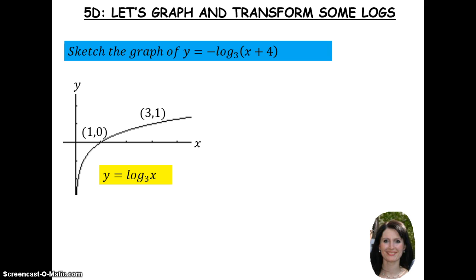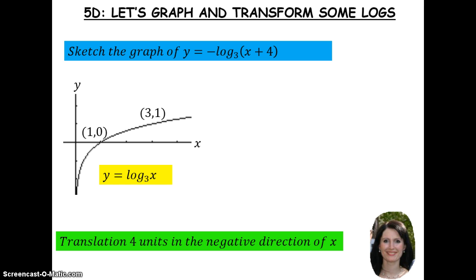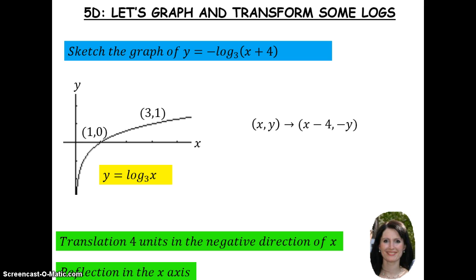Let's try this one. y equals negative log 3, x plus 4. So here's the basic graph of y equals log 3x. So again, I've got the point 1, 0, and then that different point of 3, 1. Remember, log 3, 3 will equal 1. This is a translation of 4 units in the negative direction of x and a reflection in the x-axis. So the negative direction of x maps x to x minus 4, and then the reflection in the x-axis will affect the y values, so we get negative y.